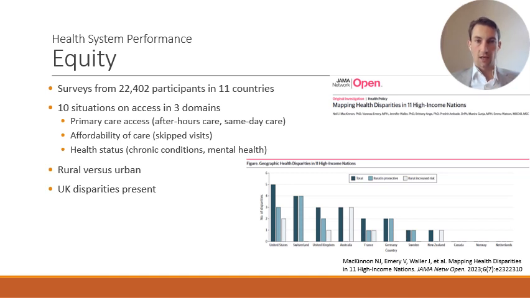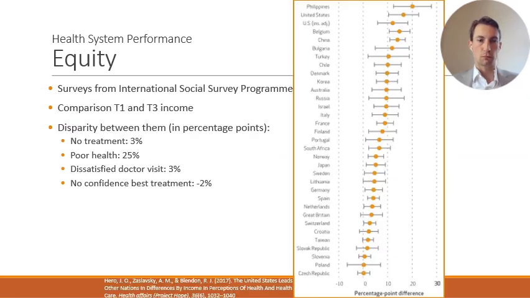Regarding equity, we see that there are definitely some disparities, for example, when looking at urban versus rural areas, as we see in this JAMA Network paper, looking at 11 high-income countries, and they show that the United Kingdom definitely has some disparities in the different domains.